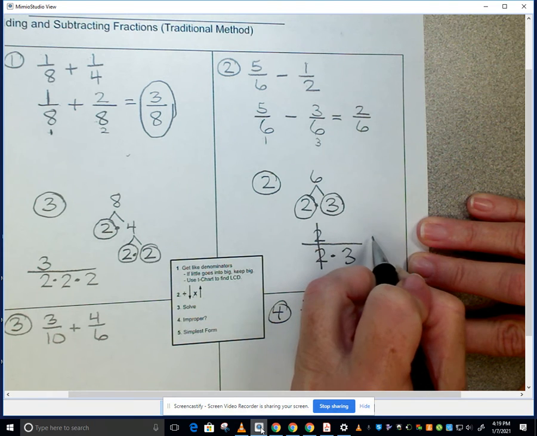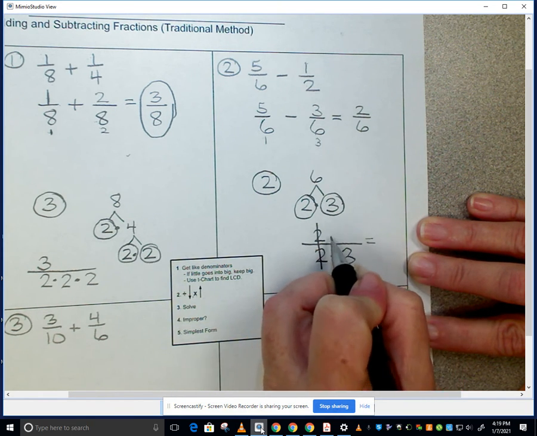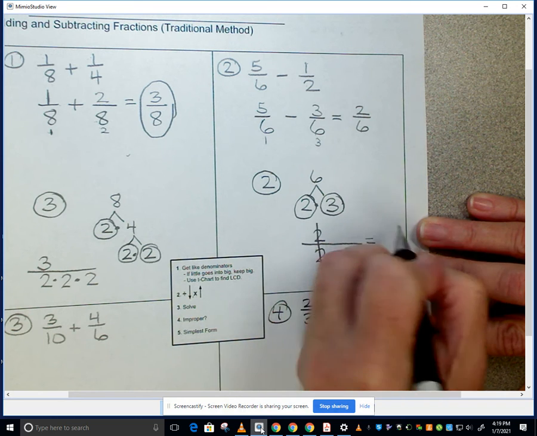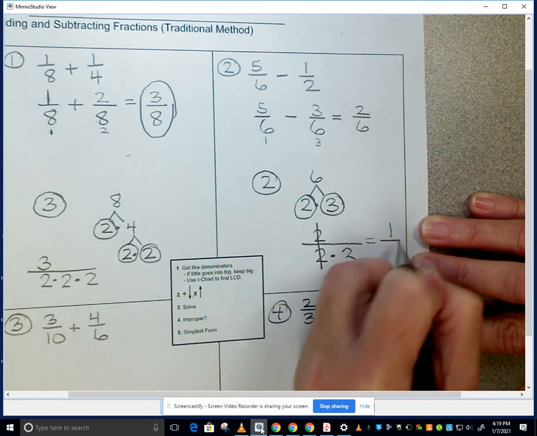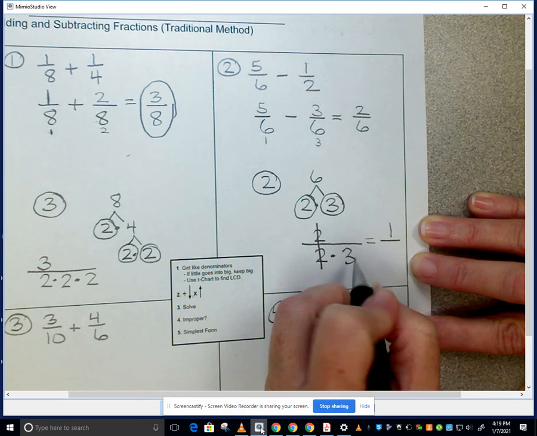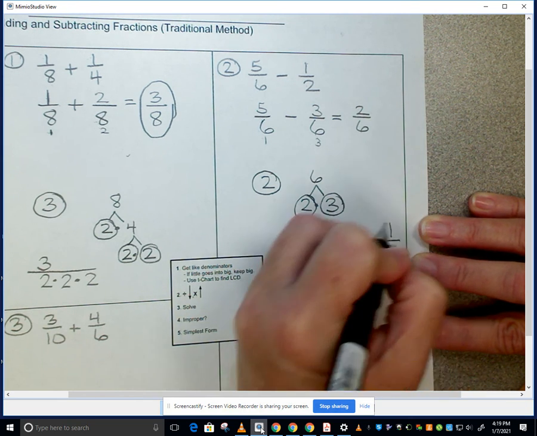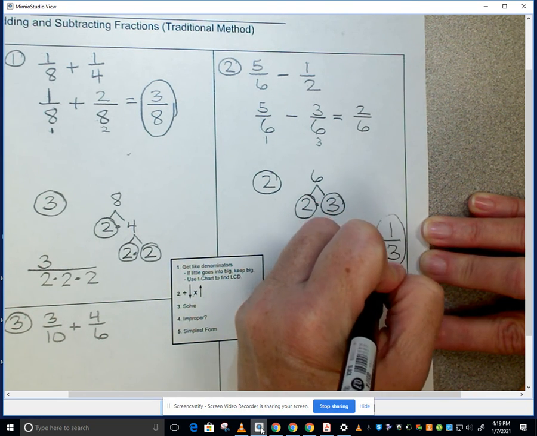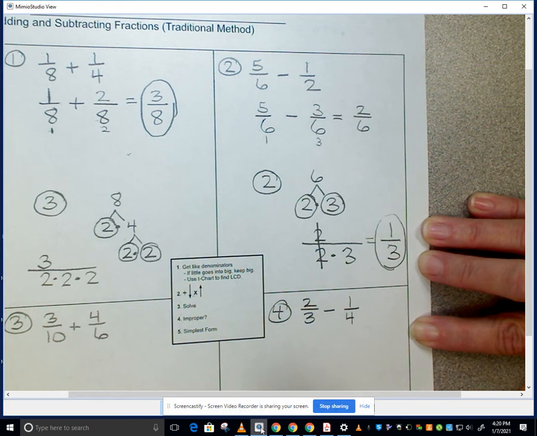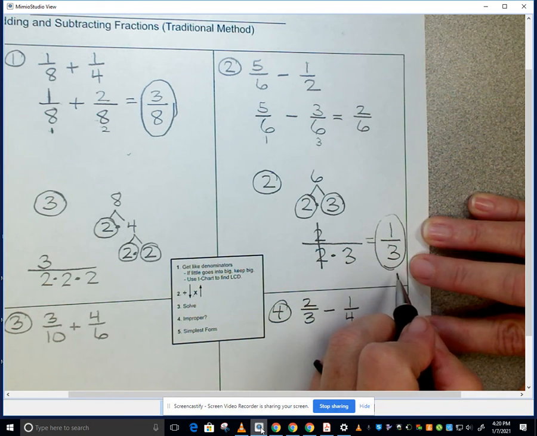Notice on the top, I don't have anything left. When I don't have anything left behind, it's understood to be 1. Look on the bottom. The 3 is by itself. So I'll put a 3 there. There's my final answer, 1/3. You'll notice I'm circling my final answers.